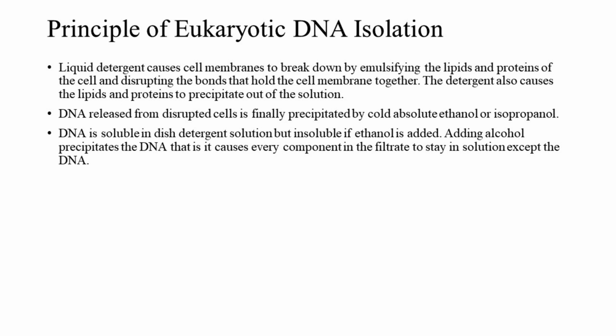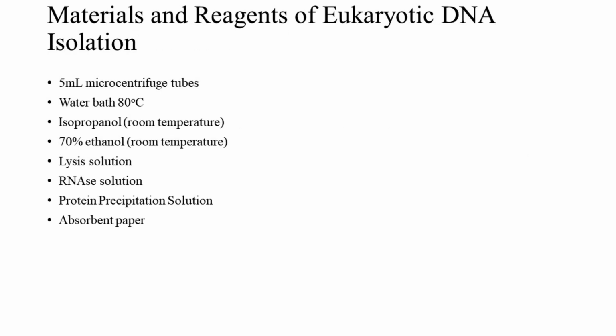DNA released from disrupted cells is finally precipitated by cold absolute ethanol or isopropanol. DNA is soluble in dish detergent solution but insoluble if ethanol is added. Adding alcohol precipitates the DNA, that is, it causes every component in the filtrate to stay in solution except the DNA.